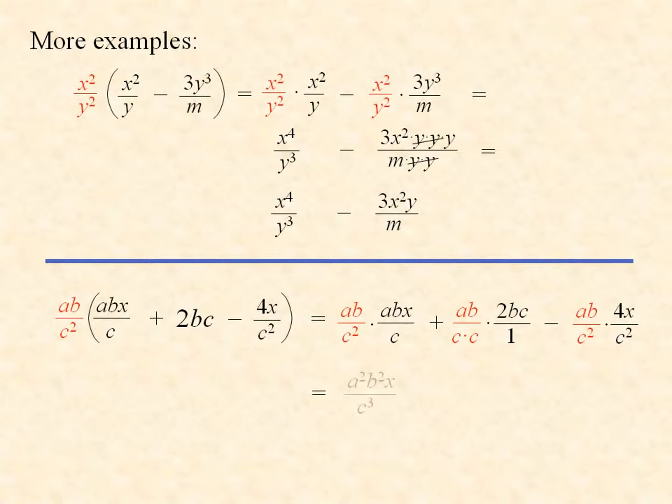So if we simplify each of these terms, the first is a squared b squared x over c to the third. In the second term, one of the c's cancels, so we have 2ab squared over c. And then the third term is minus 4abx over c fourth.